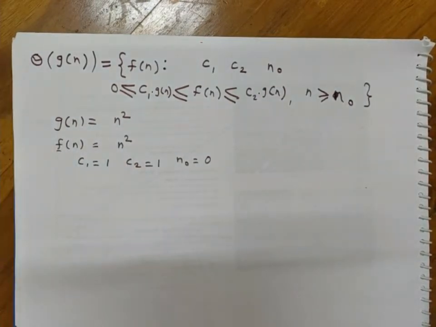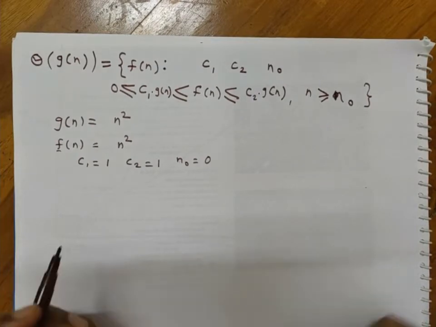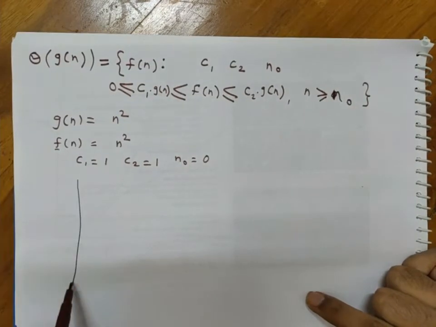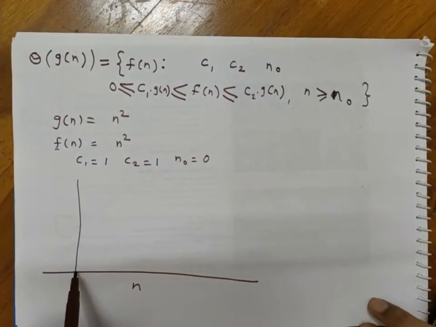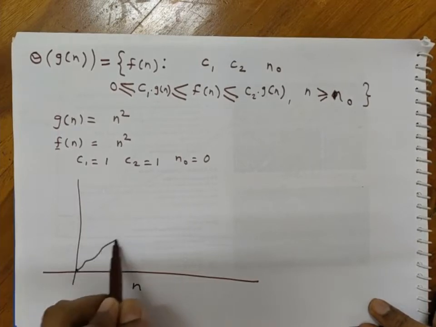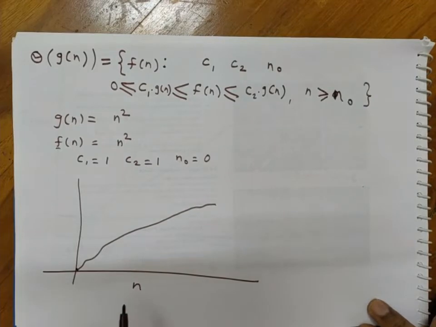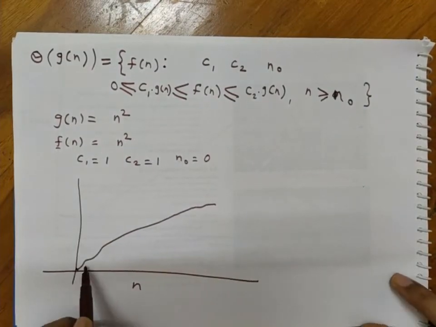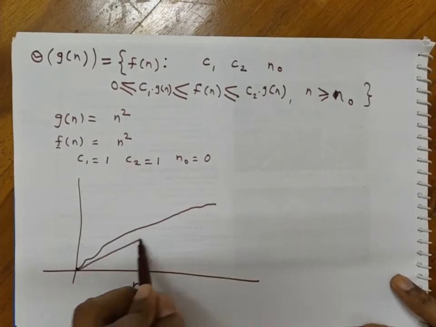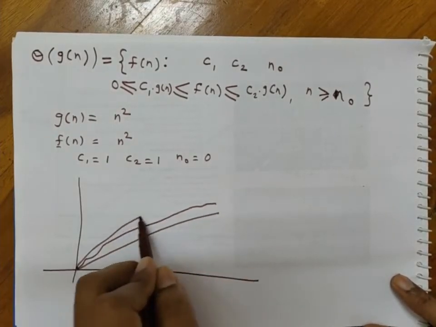theta of g(n). Okay, so what is actually happening is that if you try to visualize this on a graph, if this is my n and here I represent the function on the y-axis, and let's say this is how my function f(n) looks like. What we are saying is that there exists a function g(n) which can bind it from below as well as bind it from above.